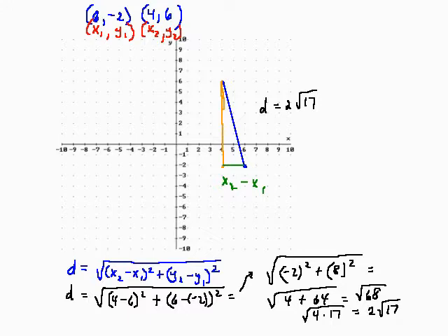Here's where this formula comes from. The orange, guess what they called it? They called the orange distance y2 minus y1. So really the distance formula comes from the Pythagorean theorem for right triangles.